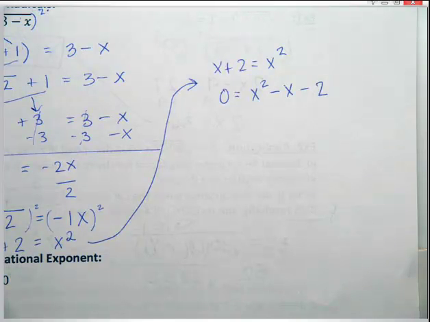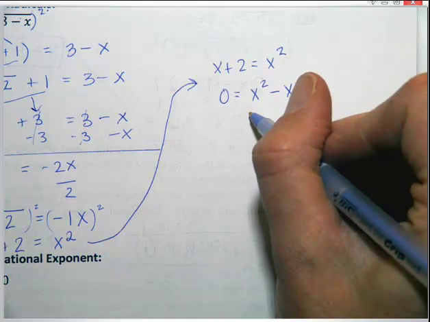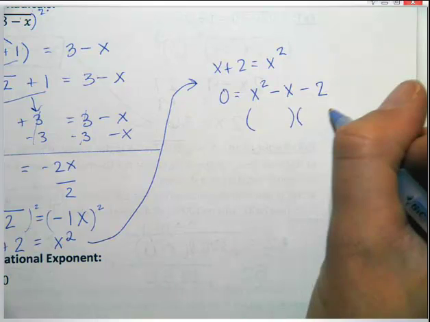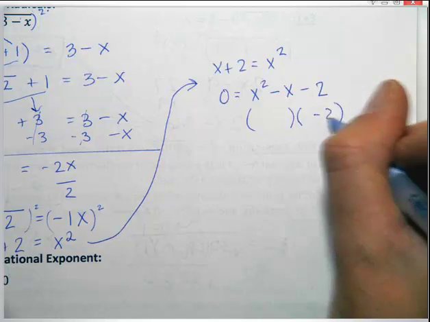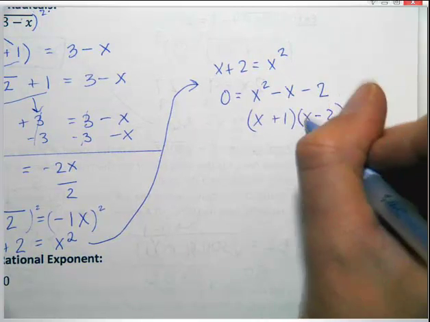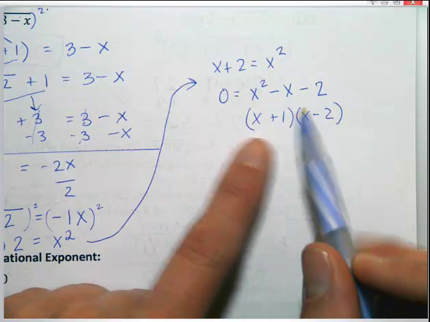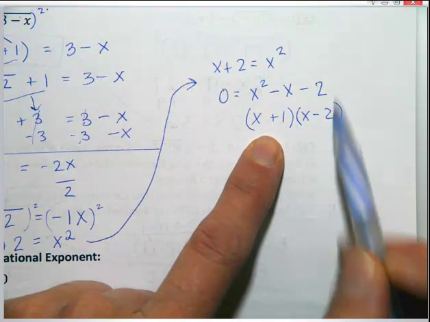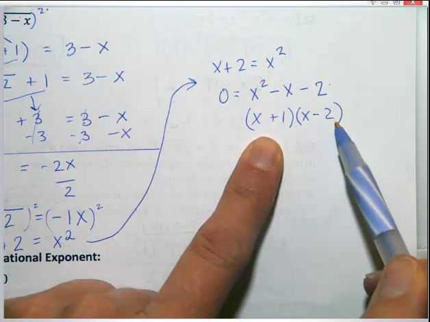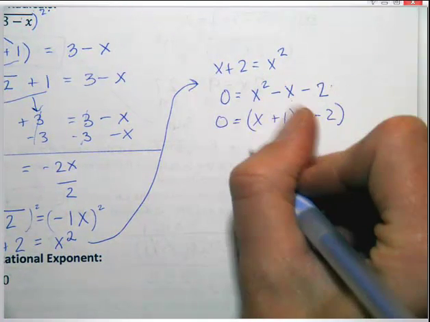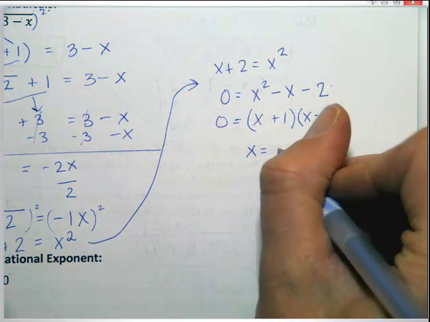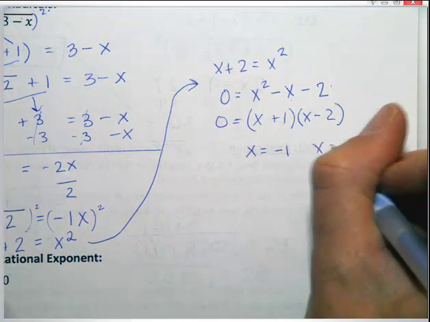Oh, did you have a question, Cameron? Or do you know what to do next? Can you factor it, you think? So x plus 1, x minus 2, that does work because 1 times negative 2 is negative 2. 1 plus negative 2 is negative 1. So there's our correct factored form. And then we can say our zeros or our solutions: x equals negative 1 and x equals 2.